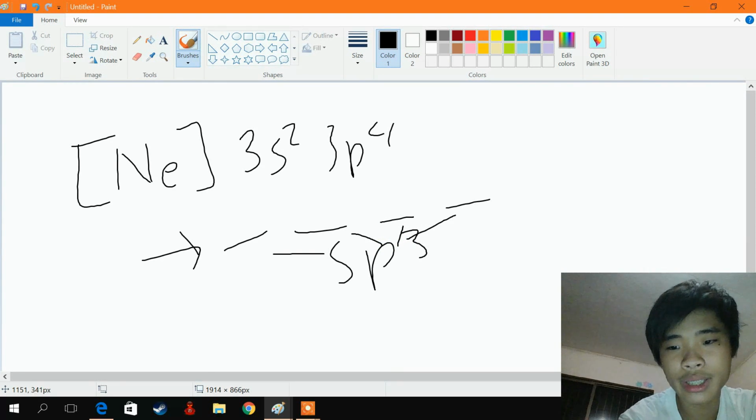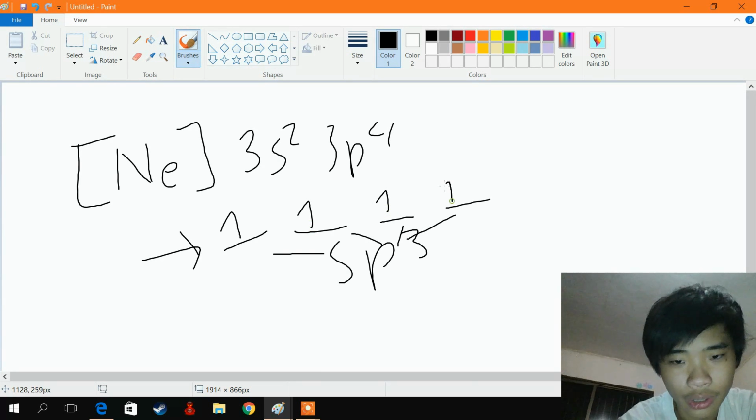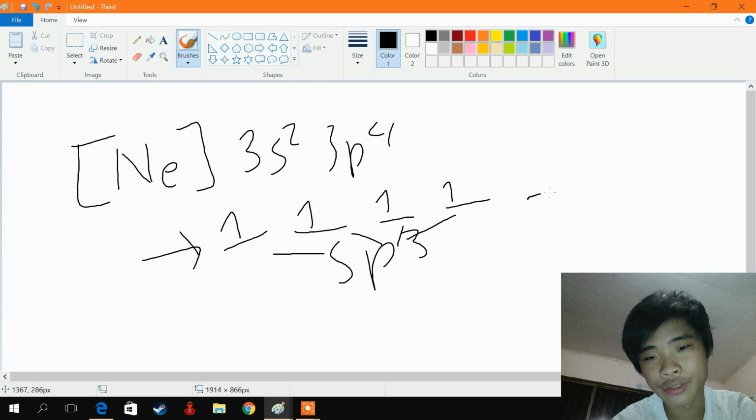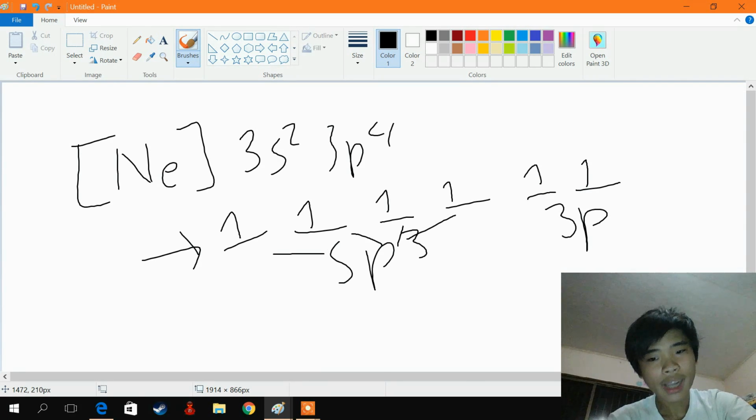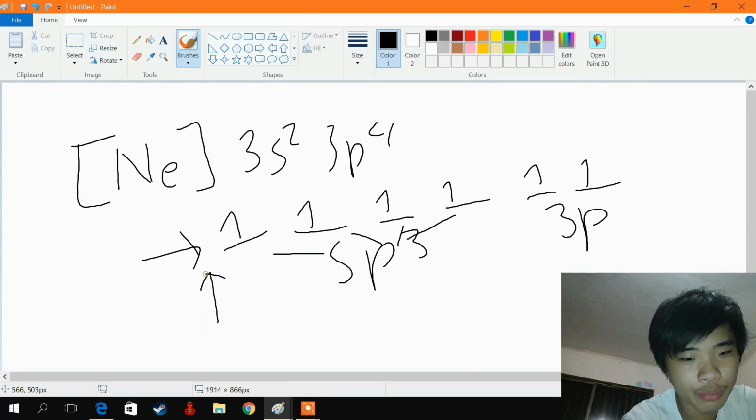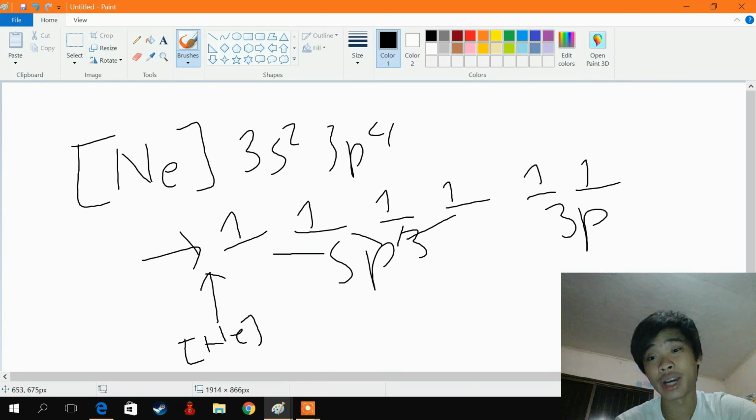So since it has 6 electrons, we have 1, 2, 3, 4. We have 2 left electrons, so we're going to draw 2 lines for the 3p orbital, which will occupy 2 electrons. So I forgot this. We still need to put the neon for the electron configuration for the hybridized form. Sorry for that.